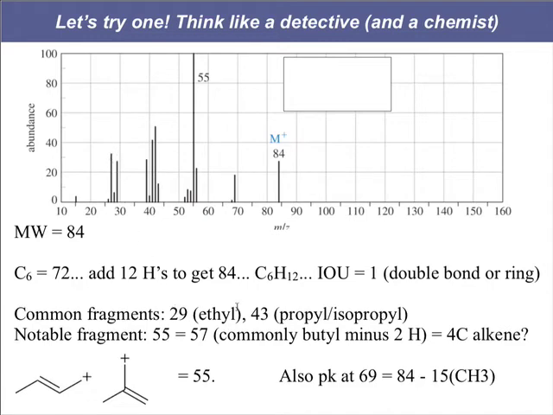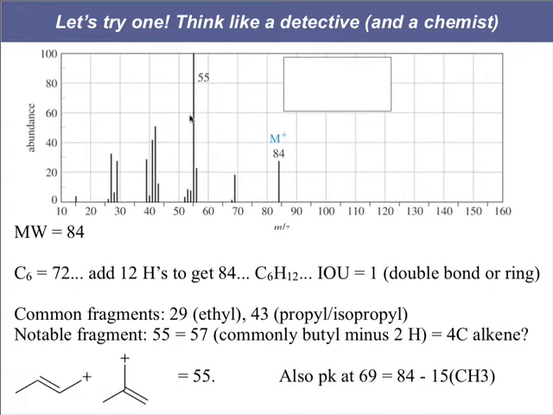So 29 was ethyl, and of course 27 is just our ethyl minus 2. We've also got a peak at 69 right here, which is 84 minus 15. So here's what I'm thinking: 84 is our parent, and 69 is our parent minus a methyl. So we need a fragmentation site on our parent that allows us to lose just the methyl group somewhere. We also are going to have some fragment with 4 carbons and a double bond for 55.